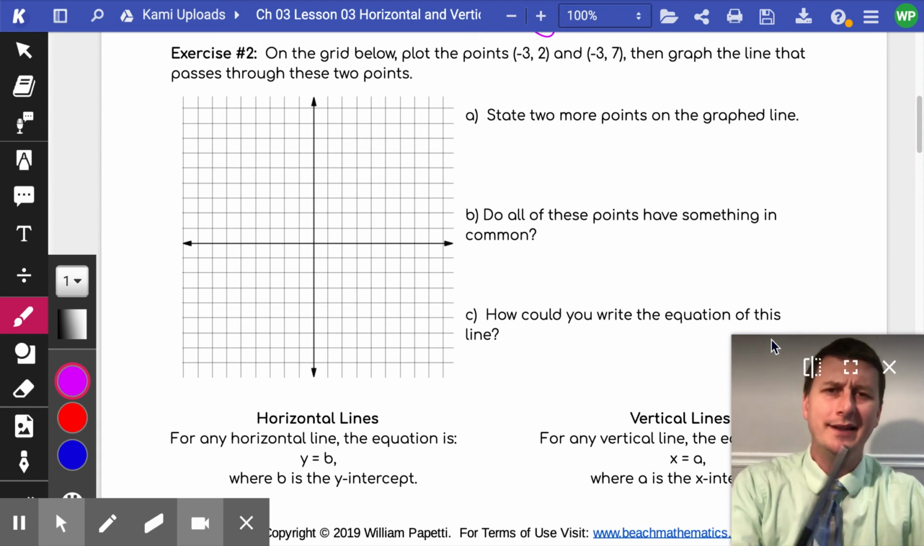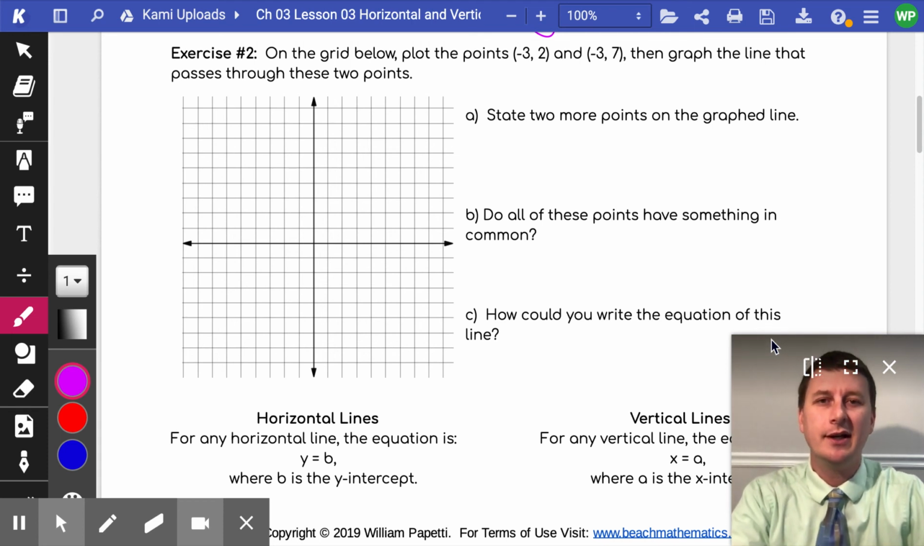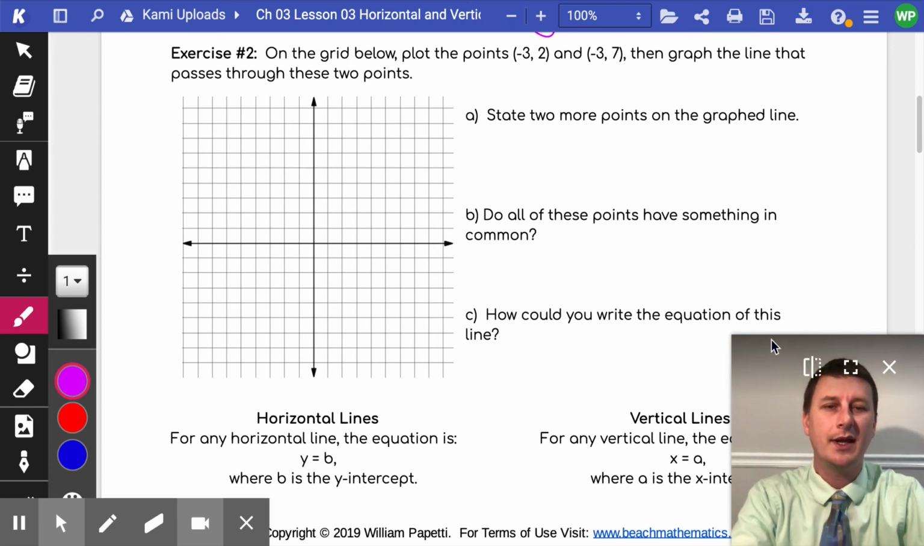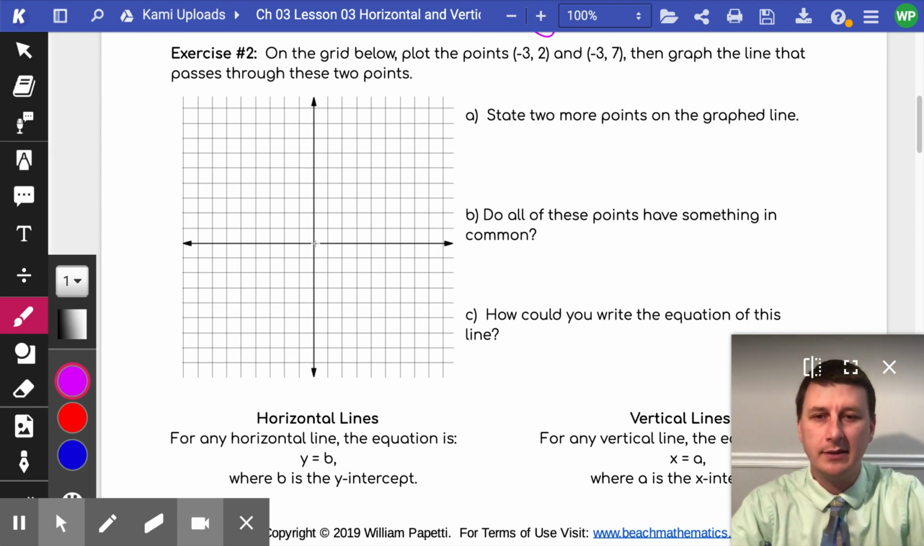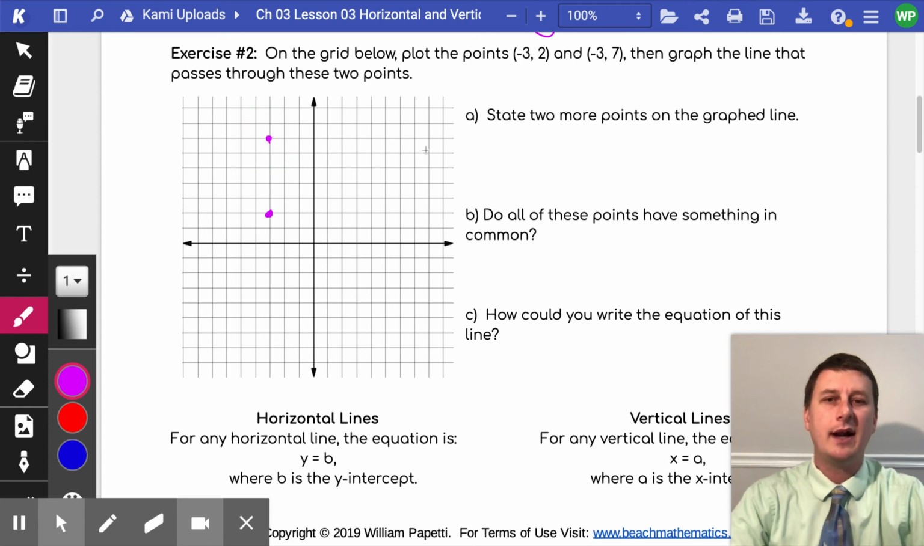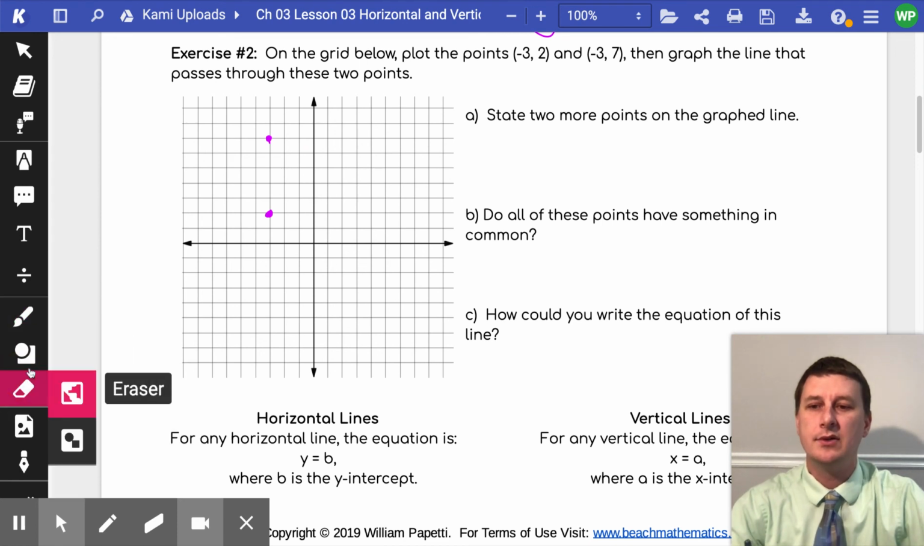Algebra 1. And in this exercise, we're going to continue on in our lesson on horizontal and vertical lines, where we're going to look at exercise number 2, where it says on the grid below, plot the points -3, 2 and -3, 7. So let's go ahead and plot the point -3, 2 and -3, 7. 3, 4, 5, 6, 7. Okay. And then graph the line that passes through these 2 points.